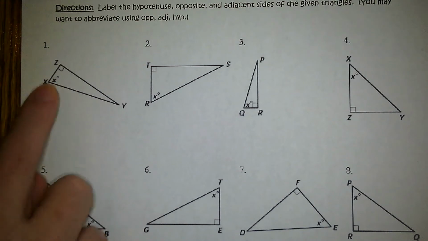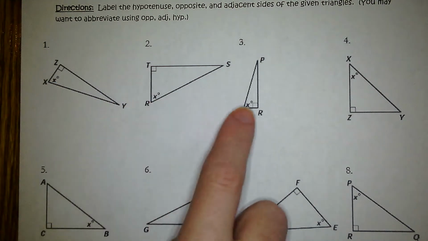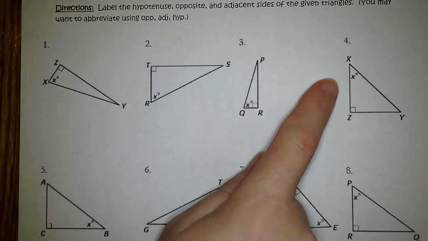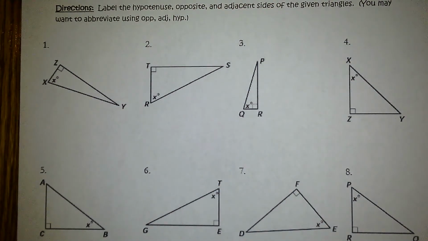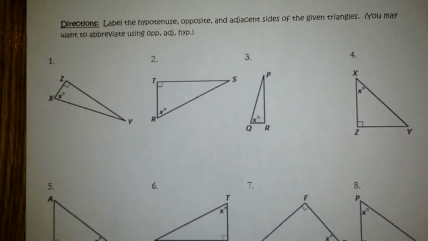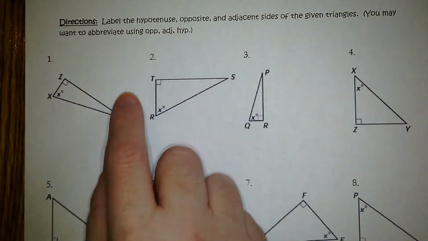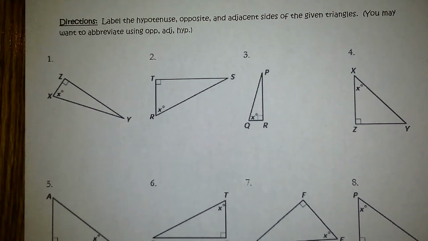Now, theta is the angle that they give you in the problem that's not the right angle. So in each of these, the theta is x degrees. But in a real problem, this could be x that you're solving, or it could be any number less than 90 degrees that they want to give you. So what we're going to do is take the information that we see in the diagram, and we're going to label them.